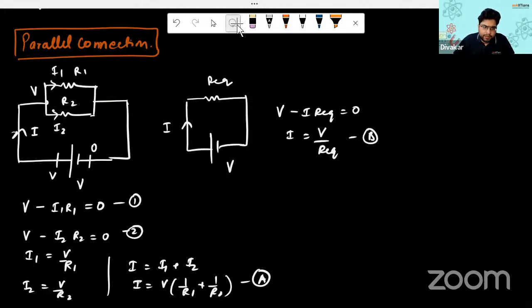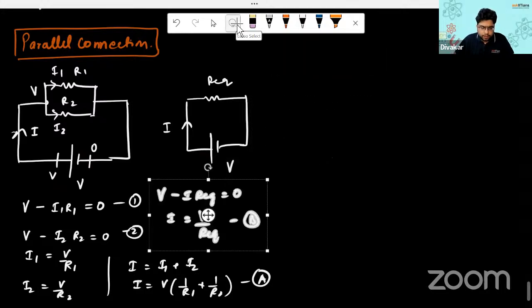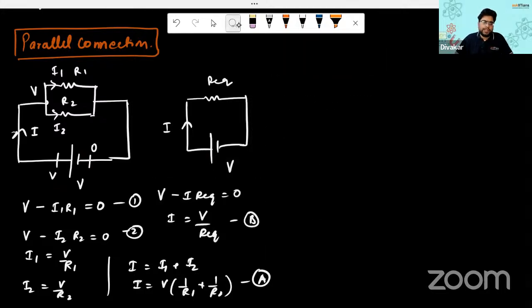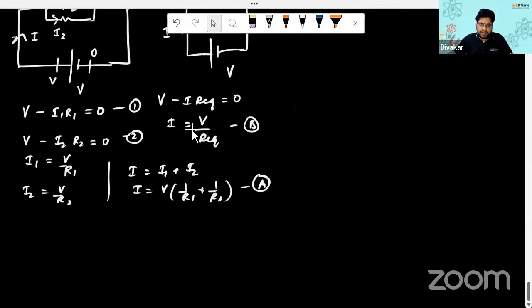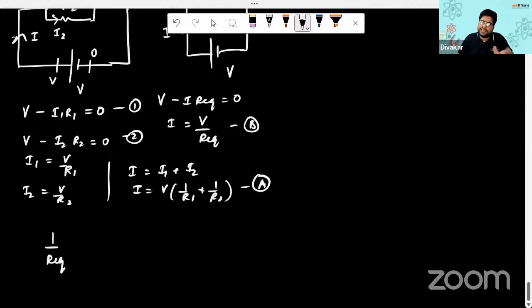then I will get, just give me 1 second, let me shift it here. So if I compare A and B, what will I get? I will get 1 by R equivalent, because V will get cancelled out. That is equal to 1 by R1 plus 1 by R2.